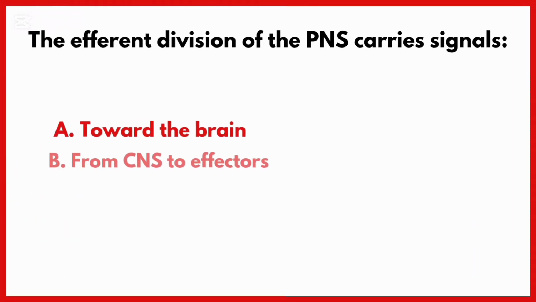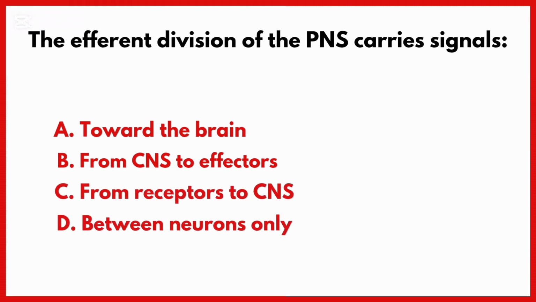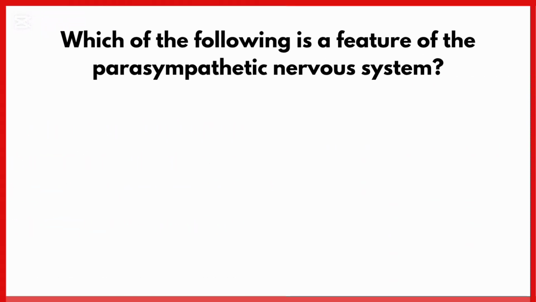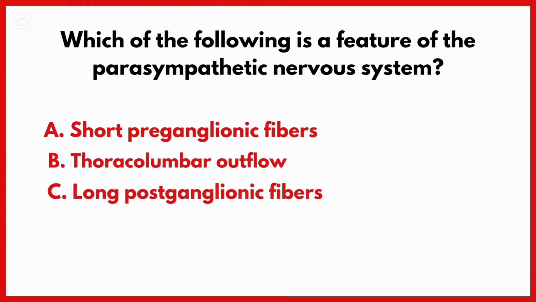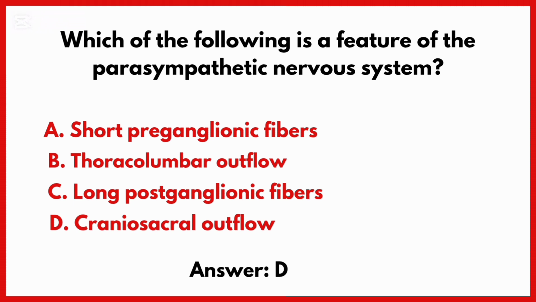The afferent division of the PNS carries signals. Correct answer is option B, from CNS to effectors. Which of the following is a feature of the parasympathetic nervous system? Correct answer is option D, craniosacral outflow.